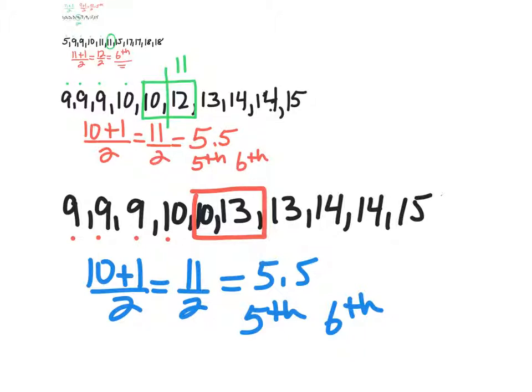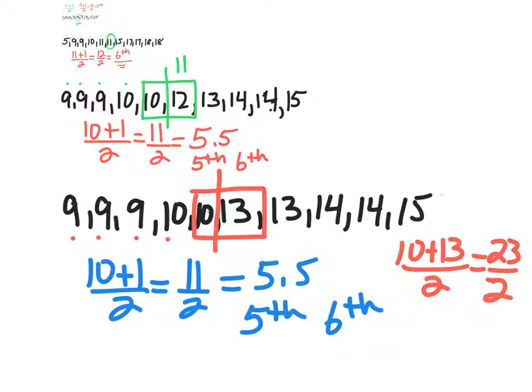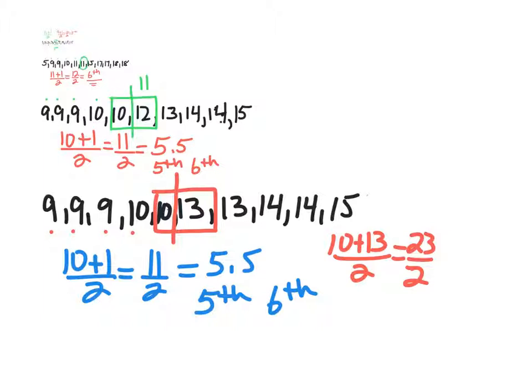Well, it's not as easy as before to find the middle. So what you need to do is add the 10 and the 13 and divide by 2 to find the exact middle. So I end up with 23 over 2, which will end up being 11 and 1/2. So the median for that set of data is 11 and 1/2.